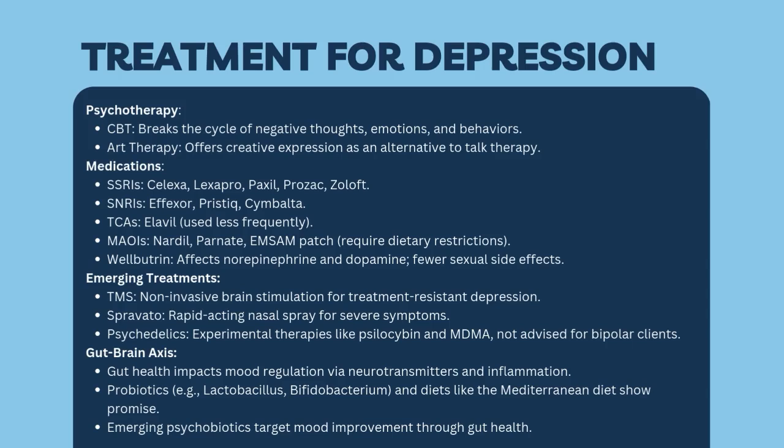We also want to look at medications. So, antidepressants aim to increase the availability of neurotransmitters like serotonin, dopamine, and norepinephrine in the brain.